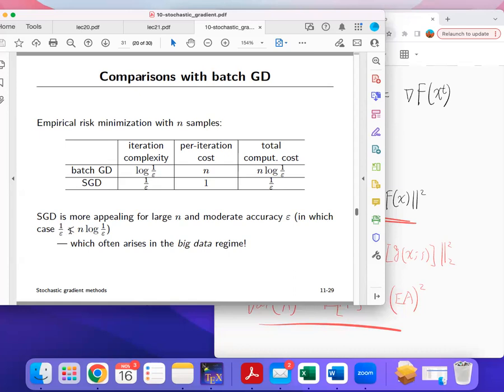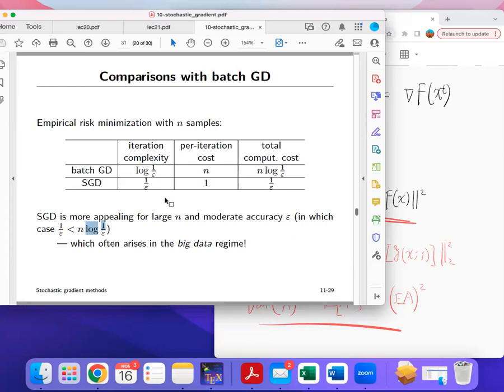If you ignore this log part, basically you need to compare n, the data size, with your target accuracy. Let's say you are looking at a problem with 1 million data points, and your target accuracy is only 0.01, which is not very high accuracy. Then in this case, SGD is much better than gradient descent. And this is really the case for most machine learning applications nowadays. You really have to deal with big data, but you are looking for an okay solution, not that high accuracy.